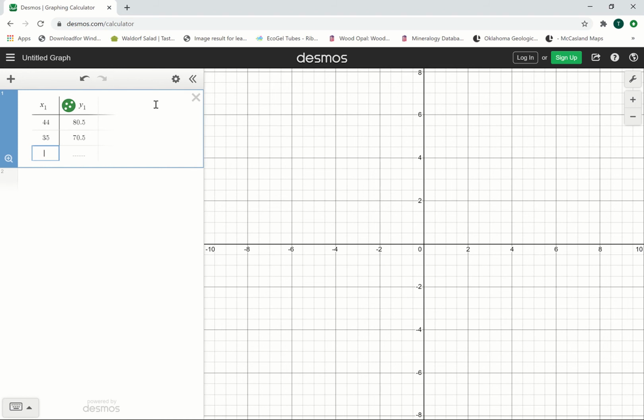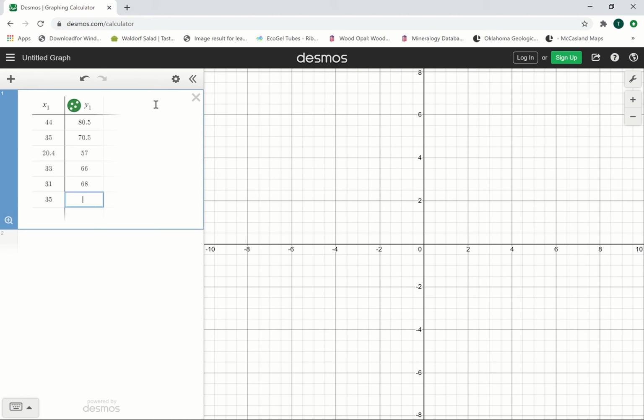We're going to have 20.4 chirps when it is 57 degrees. 33 chirps when it is 66 degrees. 31 chirps when it is 68. And then 35 and 72. 18.5, 52 and 37 and 73.5, and the last one is 26 and 53. And you're going to want to do this because there will probably be a scatter plot question, of course, and you'll be able to use Desmos for it.